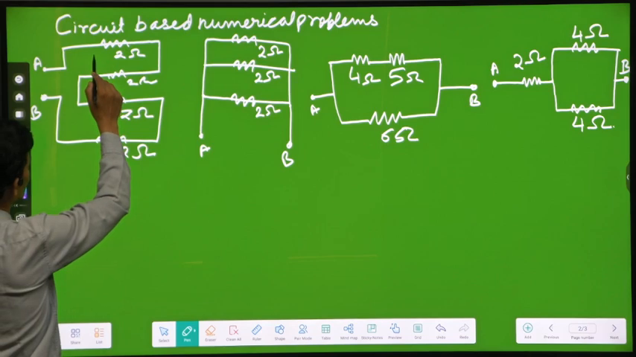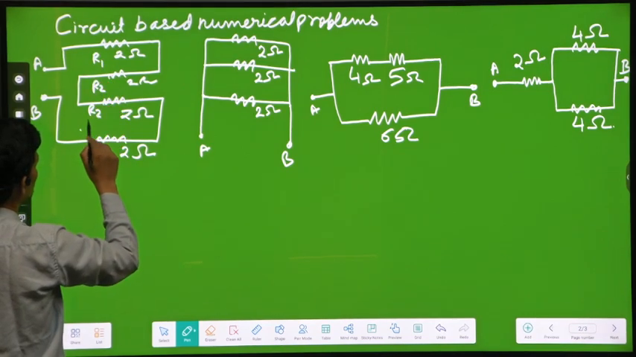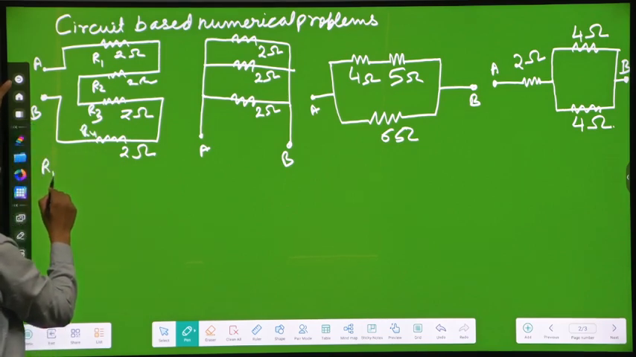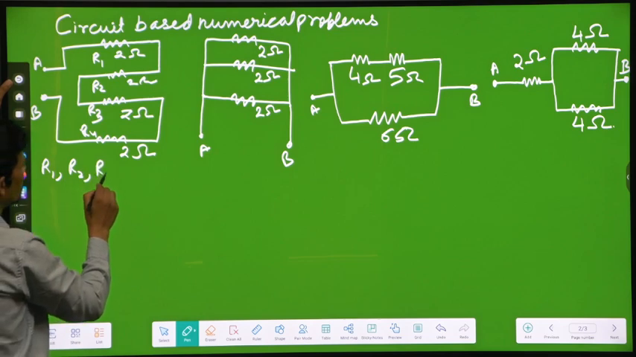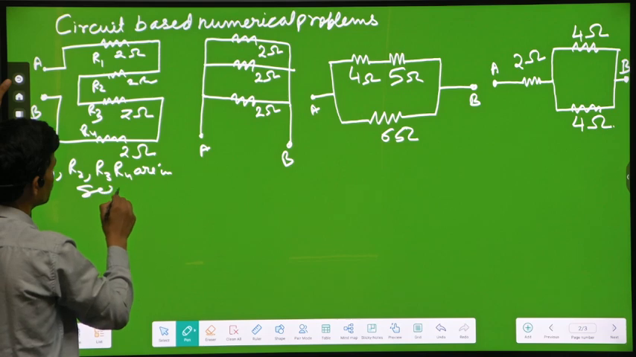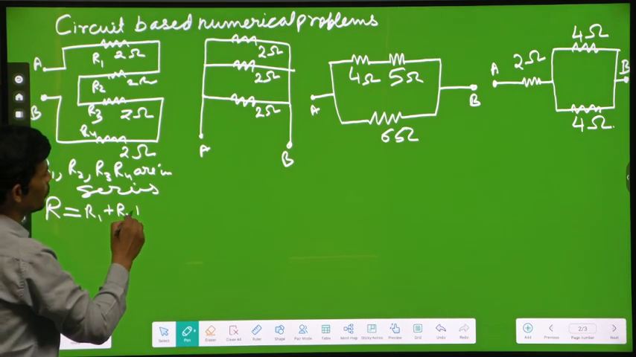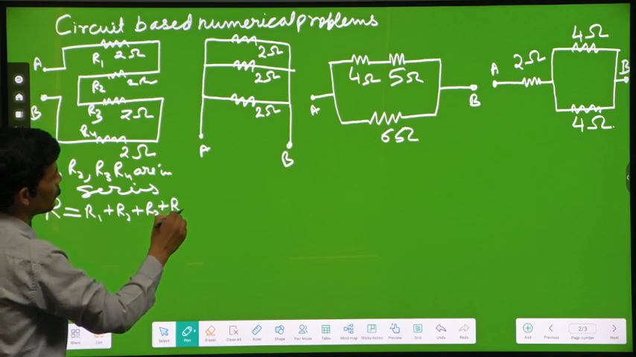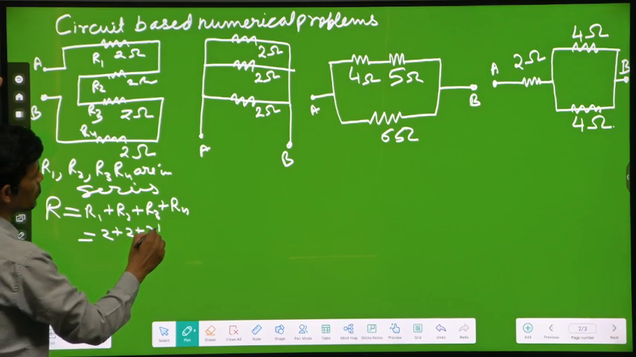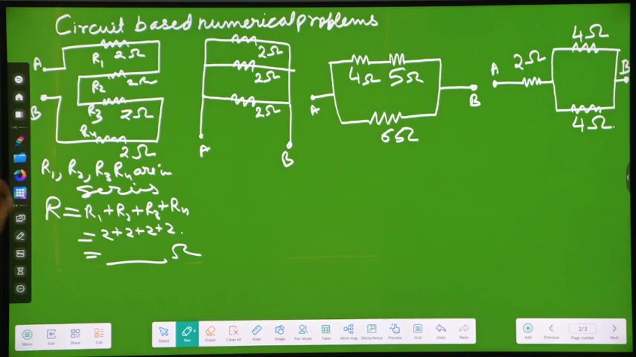So step 1, we'll mark the resistances R1, R2, R3, R4. Then we will write: R1, R2, R3, R4 are in series. So R equals R1 plus R2 plus R3 plus R4, and we can write the answer in its units.